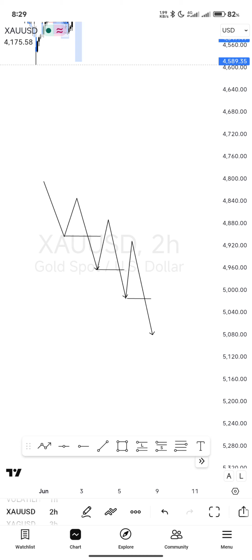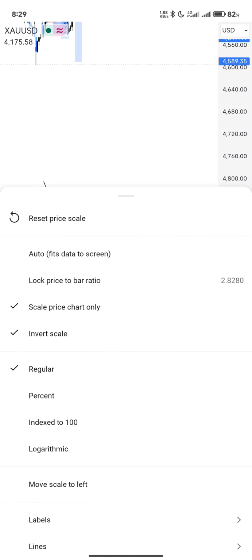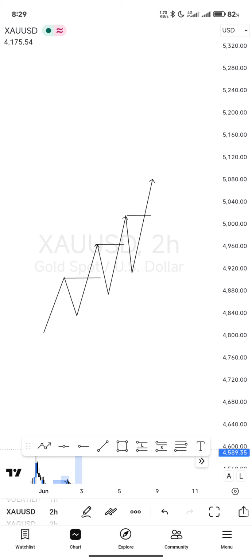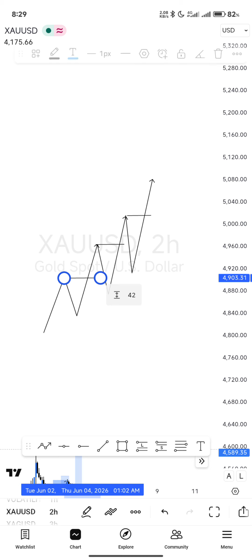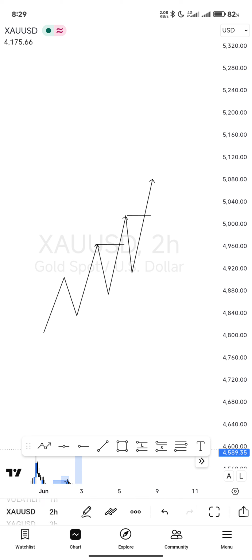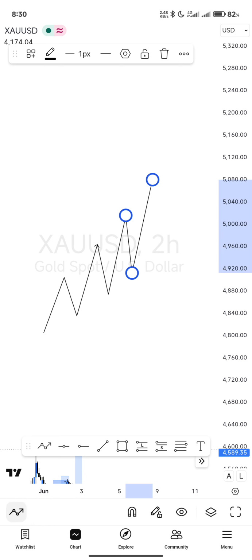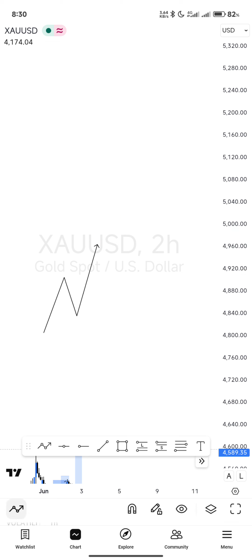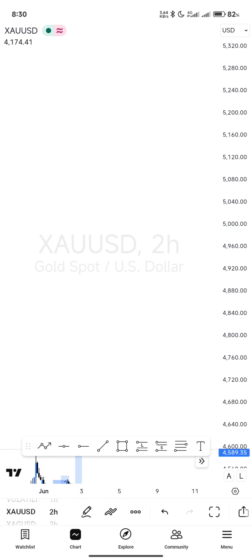Now let's talk about change of character or market structure shift. The market does not buy forever. The market also does not sell forever. There will be times the market will be in an uptrend, times it will be in a downtrend, and times it will be ranging. Change of character, or market structure shift, helps us to know when the market has shifted from an uptrend to a downtrend.